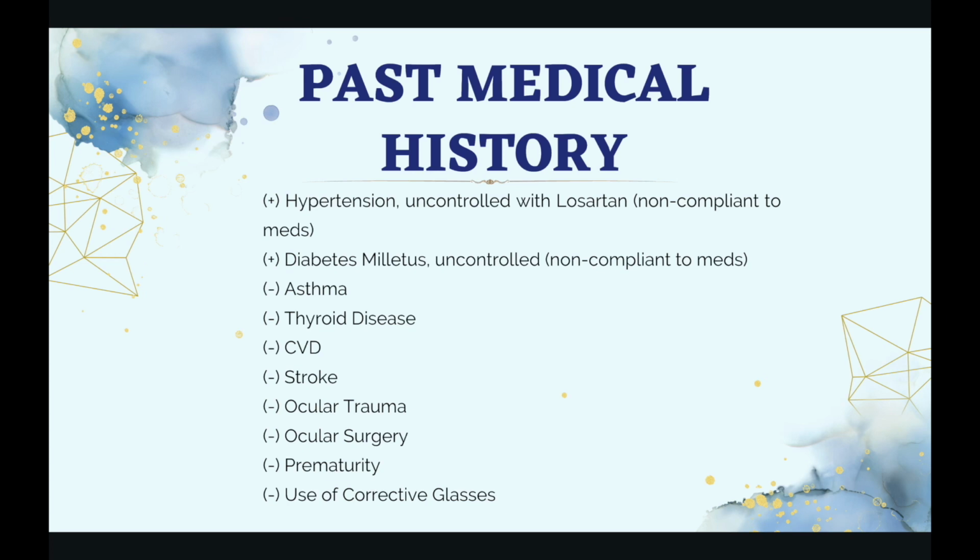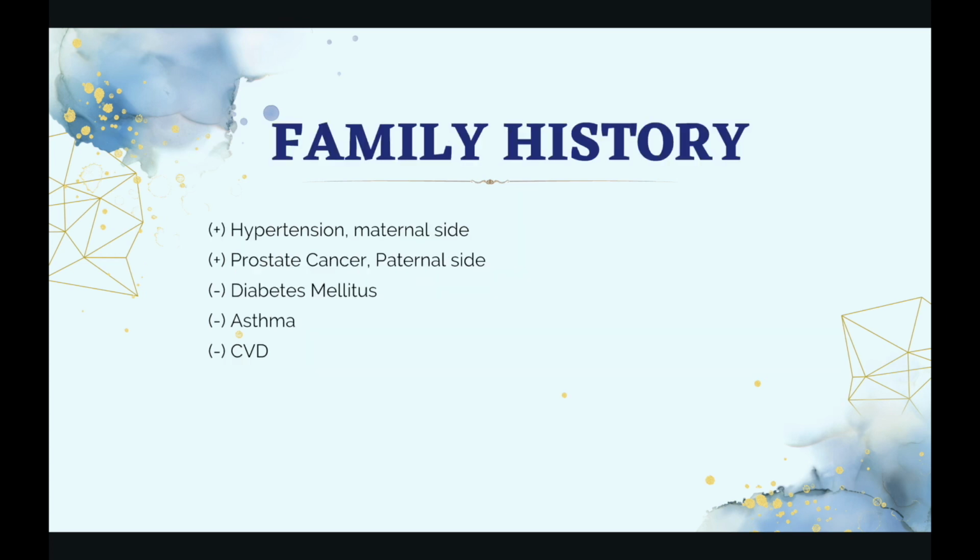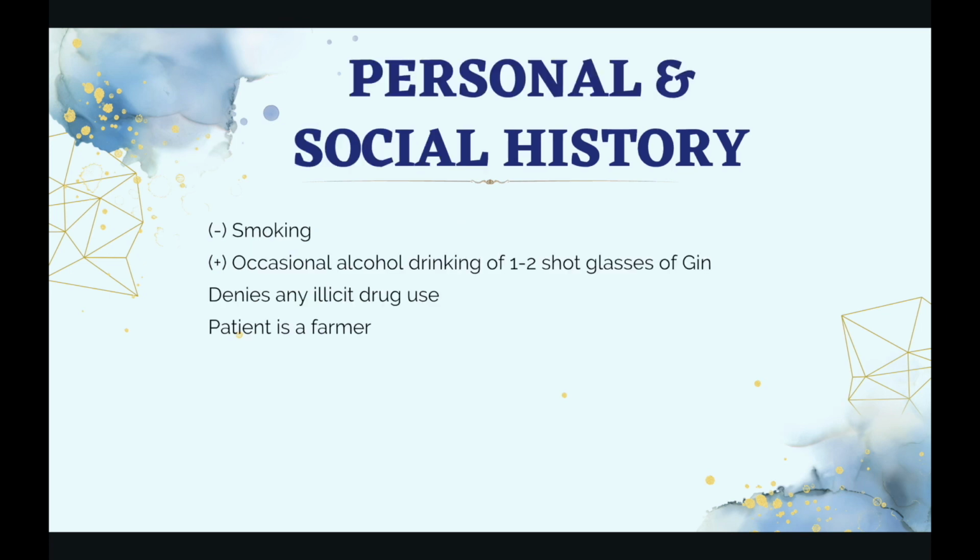In regard to the patient's past medical history, the patient is a known case of uncontrolled hypertension and diabetes mellitus, non-compliant to medications of losartan and metformin respectively. The family history of the patient revealed hypertension and prostate cancer on the maternal and paternal side in that order. The personal and social history of the patient revealed non-smoking, but occasionally drinks alcohol, 1 to 2 shot glasses of gin. He denies any illicit drug use, and the patient is a farmer.